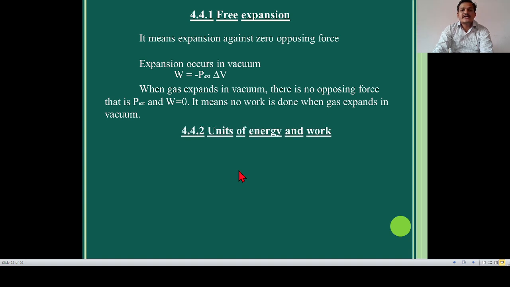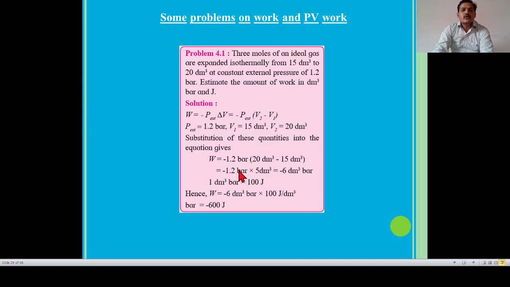Then the next point is unit of energy and work. The SI unit of energy is joule. Work is also in joule. Now some problems on work and pressure volume type of work.